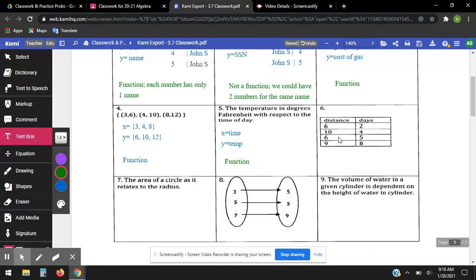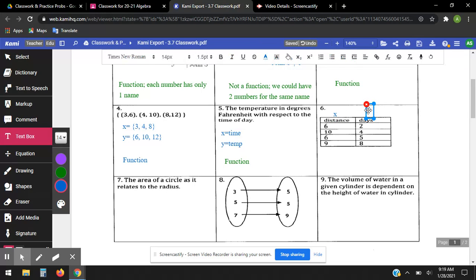All right, you're traveling. You go a distance of 6 in 2 days, a distance of 10 in 4 days, 6 in 5 days, 9 in 8 days. So which one of these is our x? Which is our y? Always put x first. So this would be your x. That means this is the y.